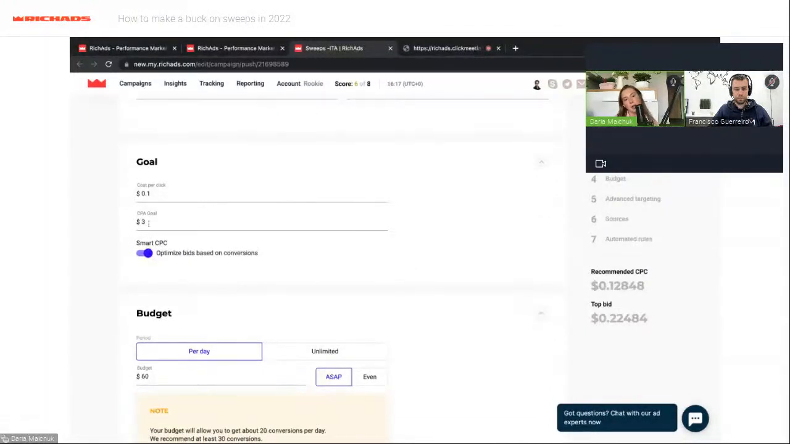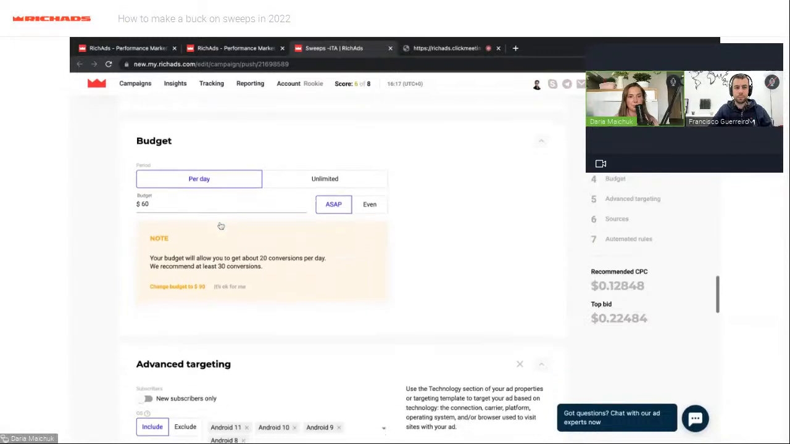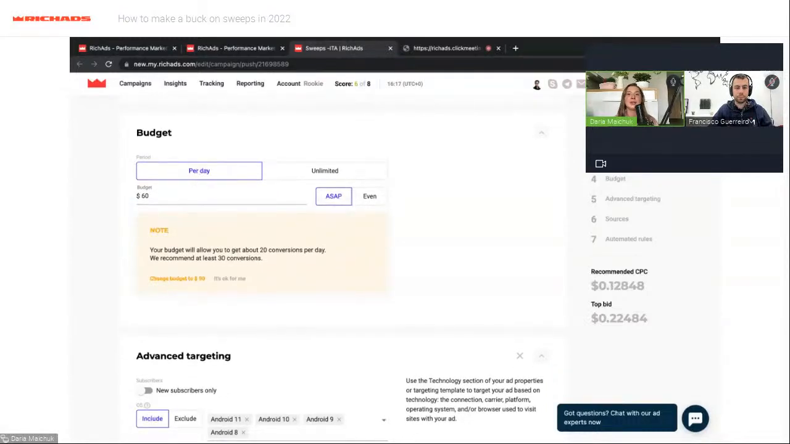And CPA goal. Here I put the CPA goal that I want to get. It will be $3. Budget. We can set up budget per day or unlimited budget. I choose the budget $60 per day because I really don't recommend to use unlimited budget as you don't know how the offer works. So it will be really better to have a limited budget, and then when you have a good CPA goal and when you want to scale, you can increase your budget and have more conversions.